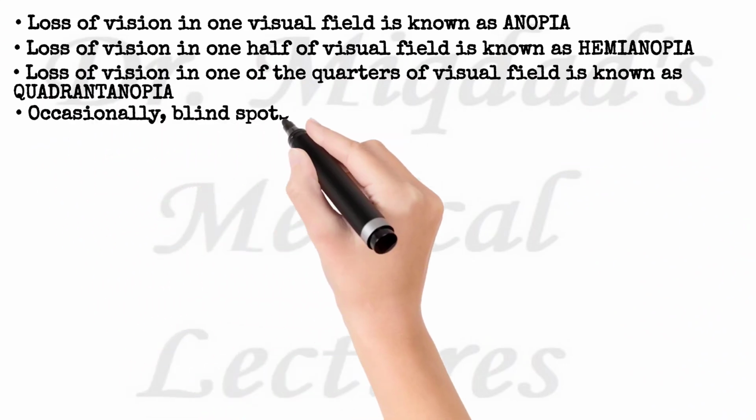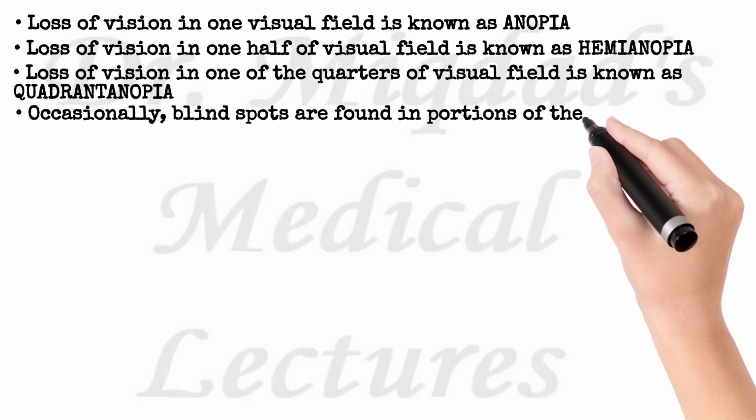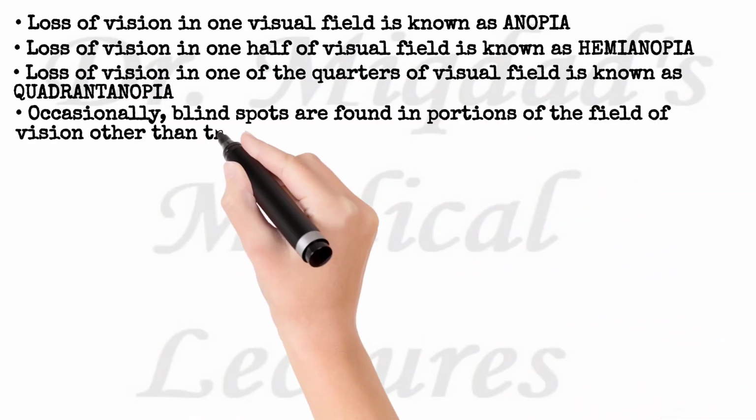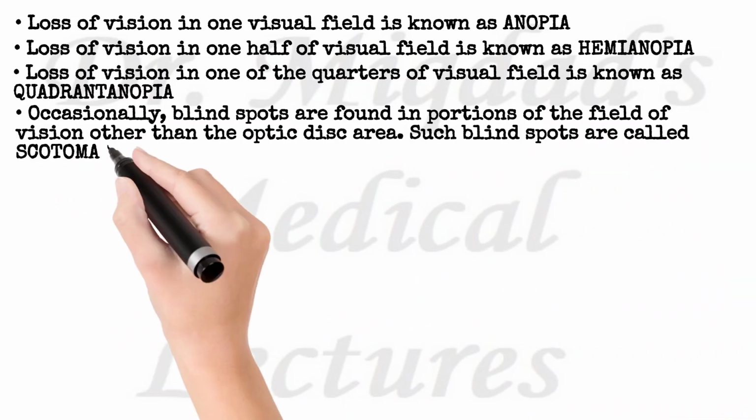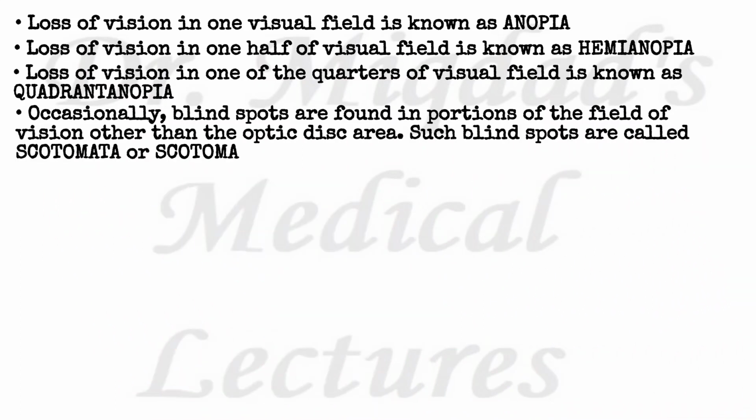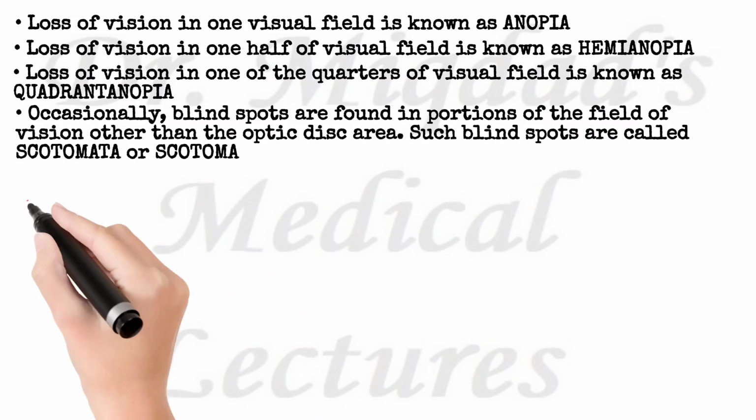Occasionally, blind spots are found in portions of the field of vision other than the optic disc area. Such blind spots are called scotoma. Now let's discuss these defects in detail one by one.